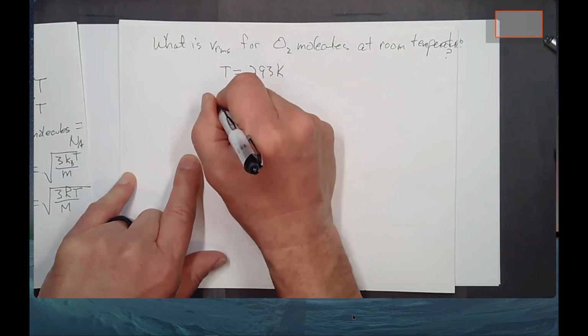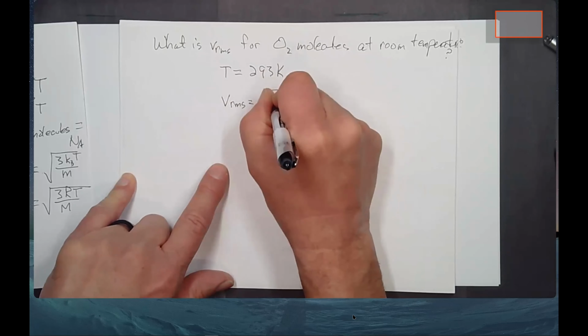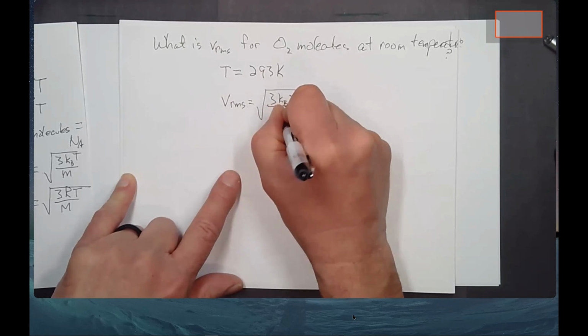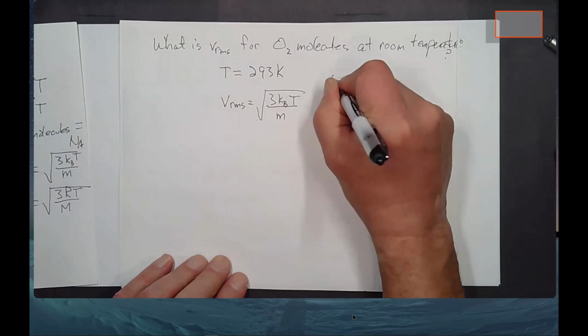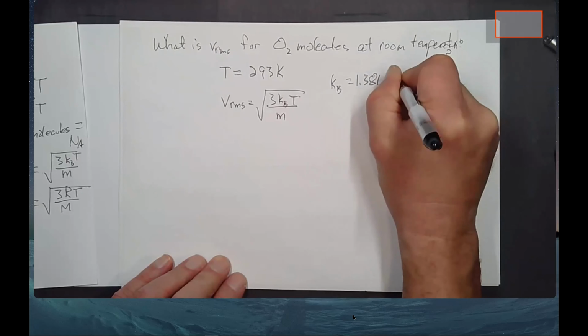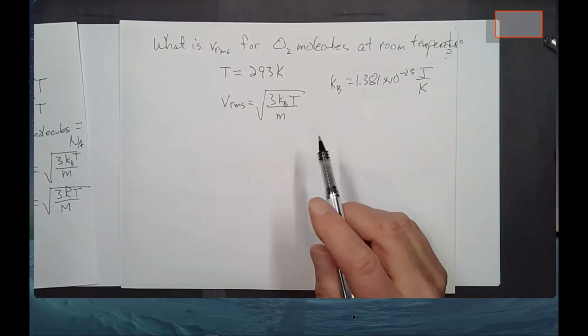Okay, well, I'll show you how I like to figure stuff like this out. VRMS is going to equal the square root of 3 k sub B times T divided by m. And now we do need to know the value of Boltzmann's constant, which I don't know why it's never stuck in my head, but it's 1.381 times 10 to the minus 23rd, and it's got units of joules per Kelvin.